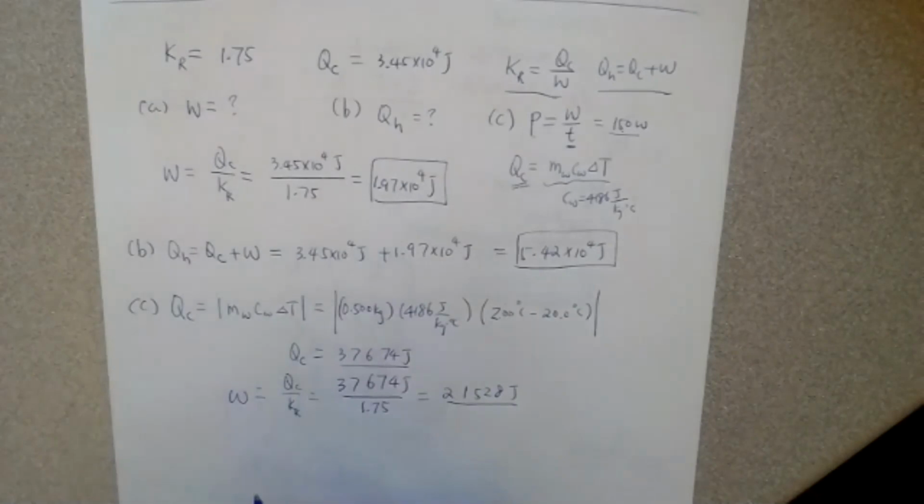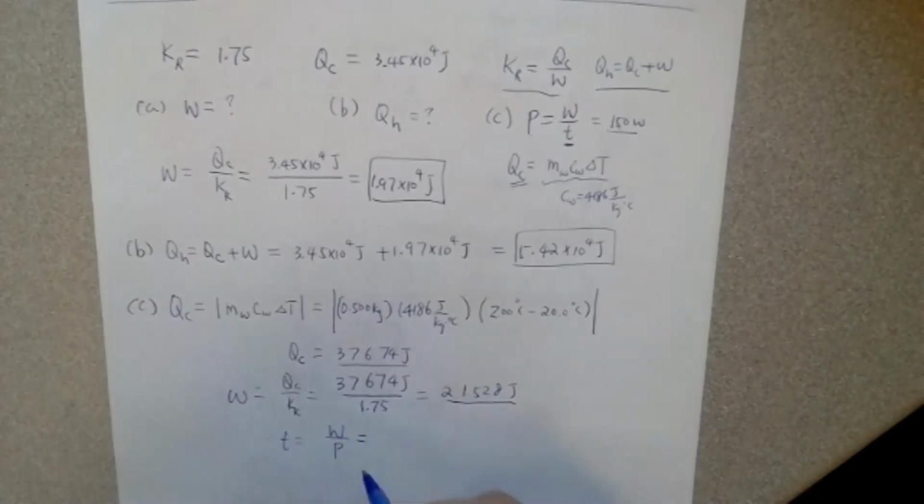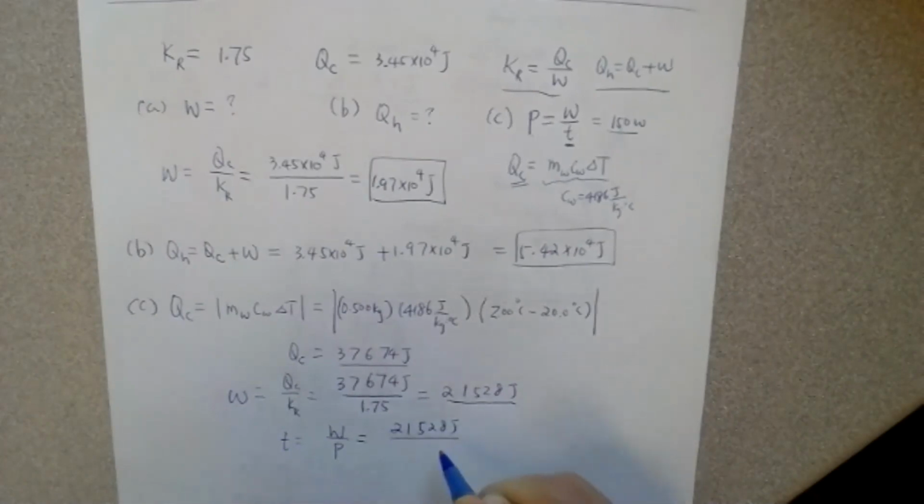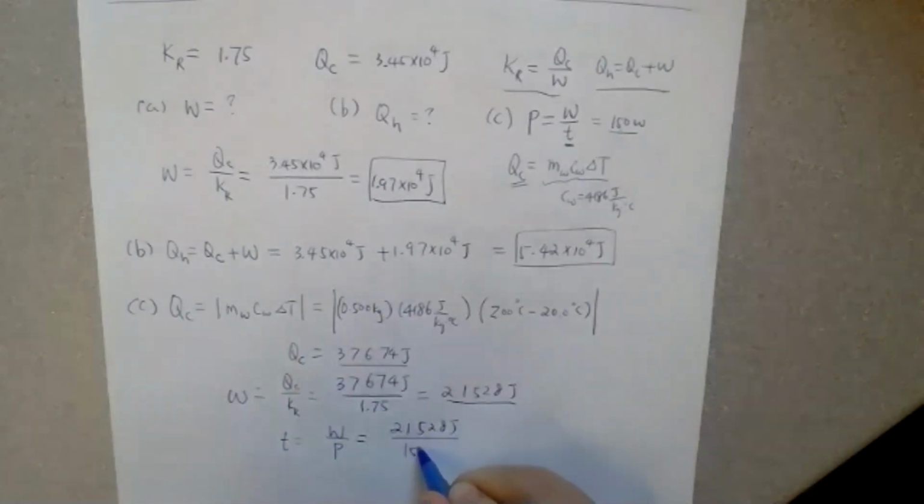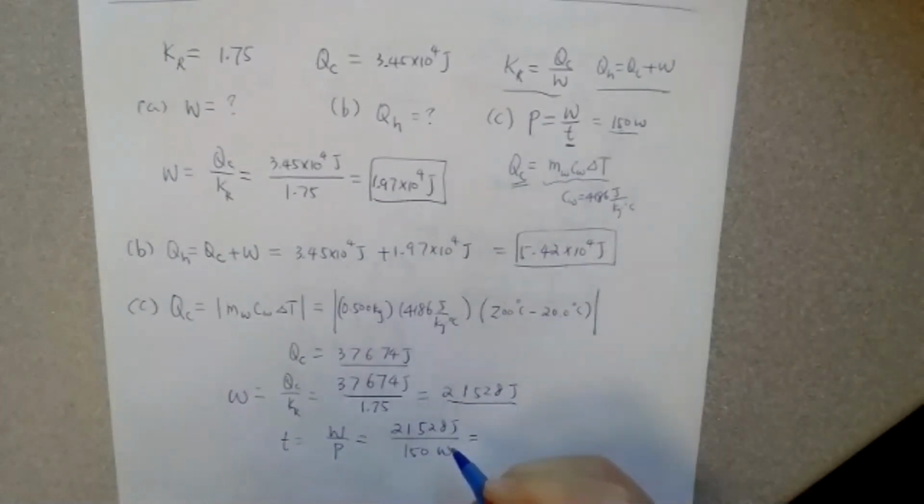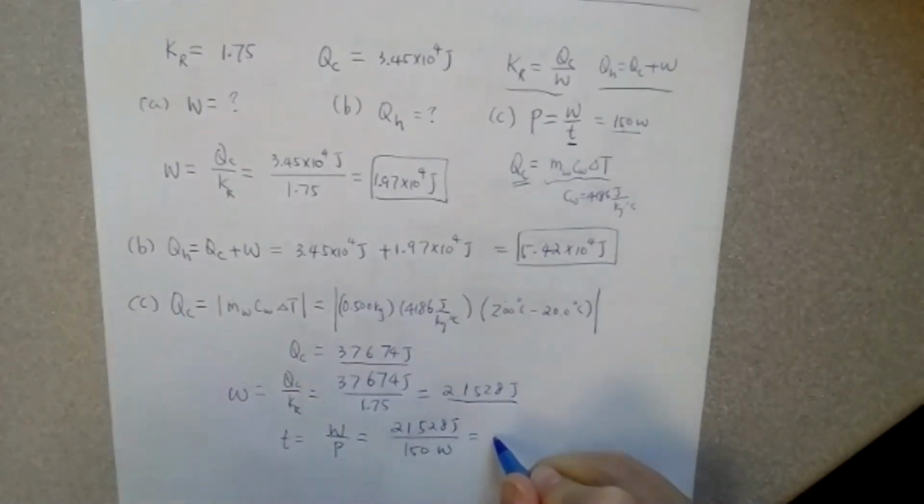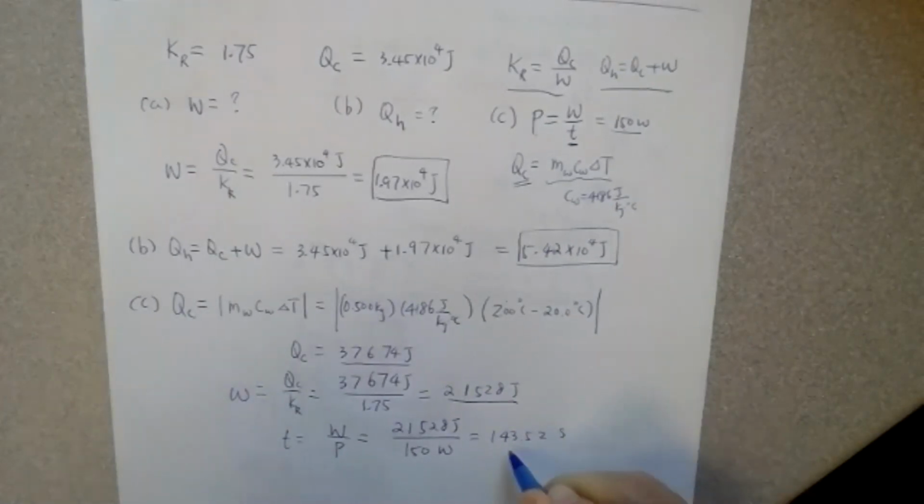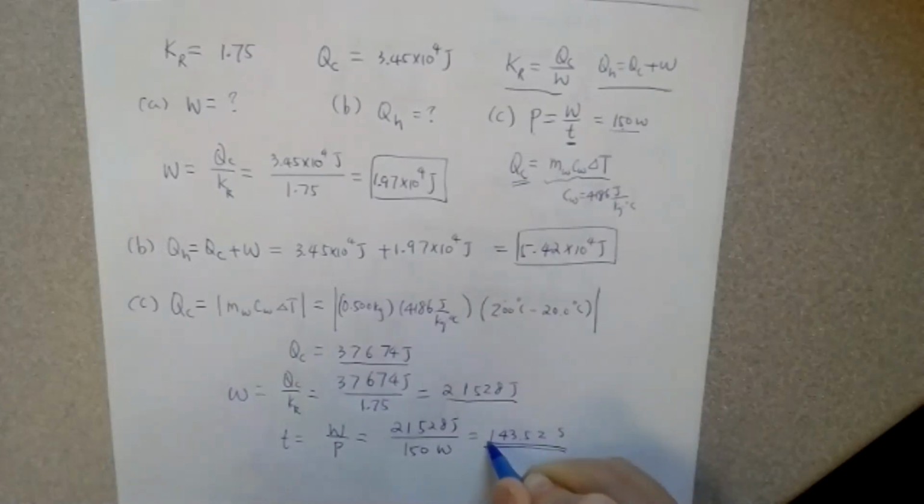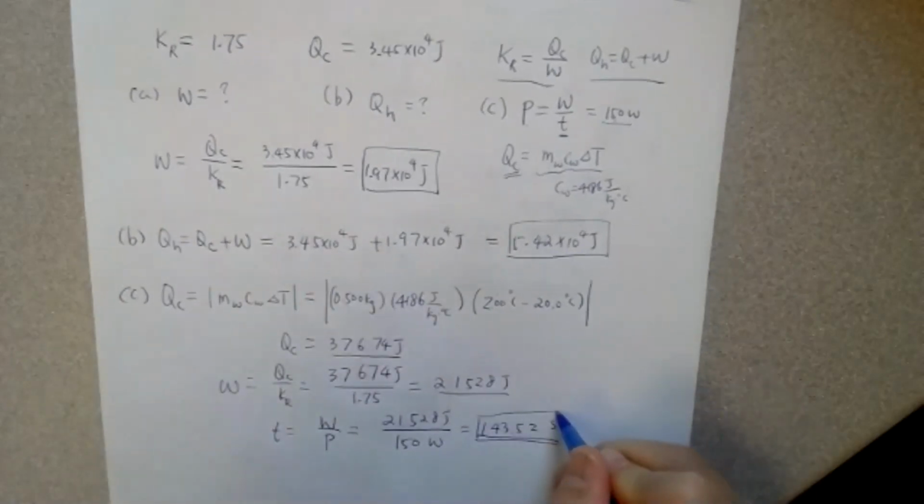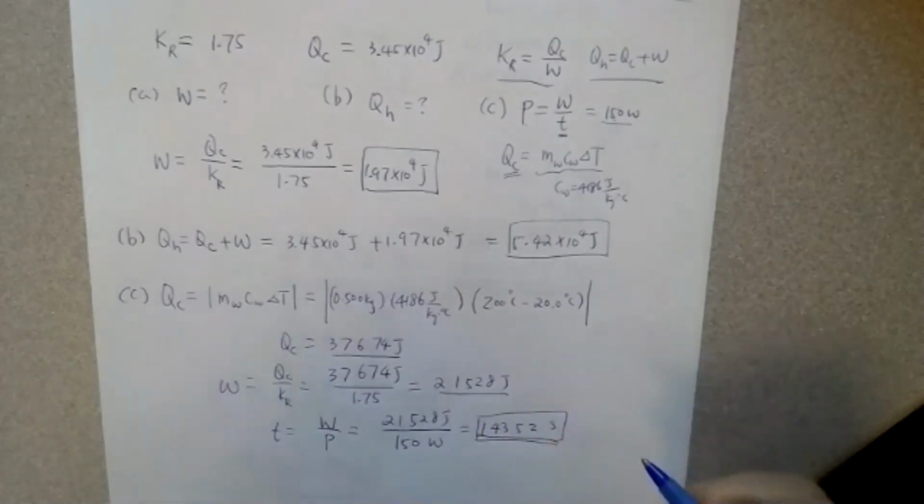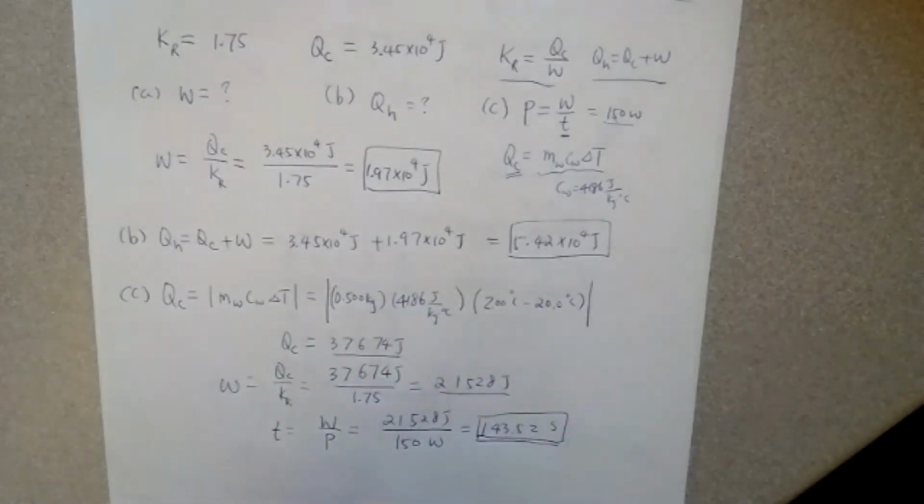So then according to P equals W over T, T equals work divided by the power, okay? So 21,528 joules divided by the power of 150 watts, which is joules per second. So that will give you seconds, okay? 143.52 seconds. So it's a little bit under 2.5 minutes. So that's how much time is needed.